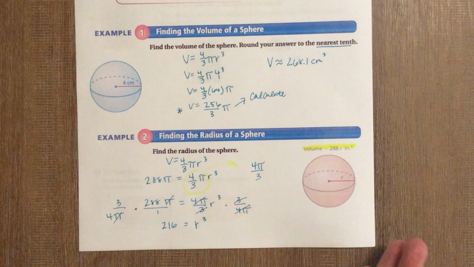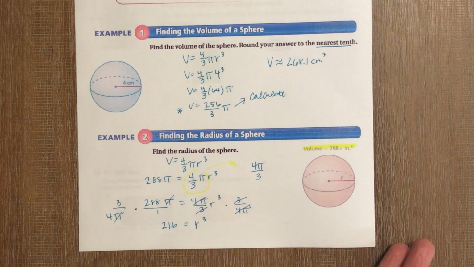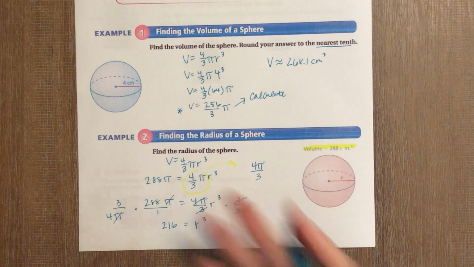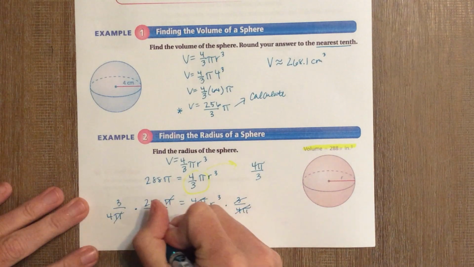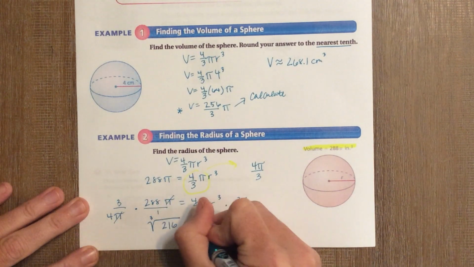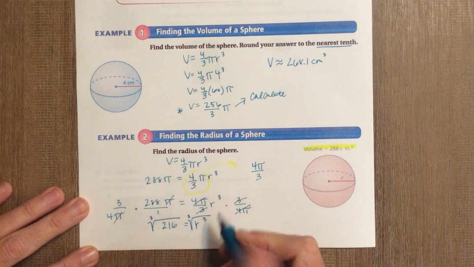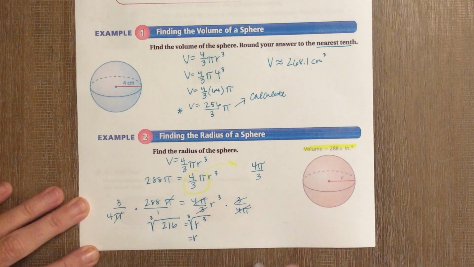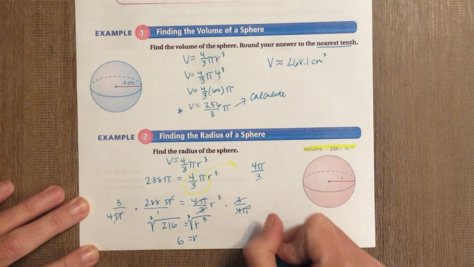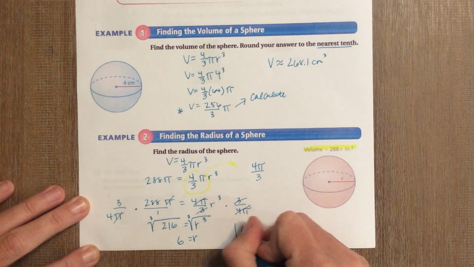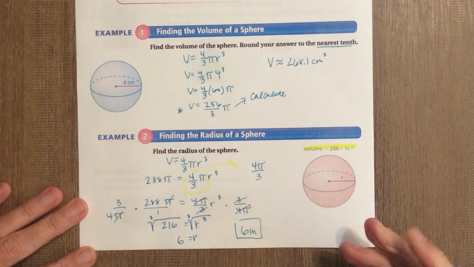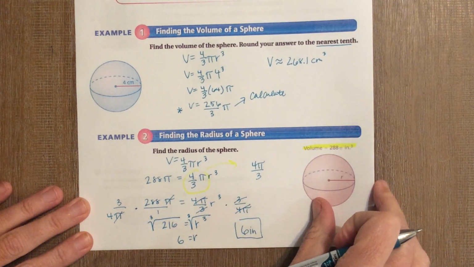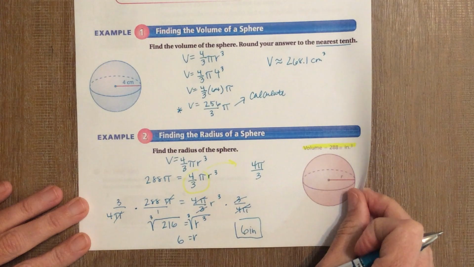Okay, this is when you could use the cube root button on your calculator. You could factor it out, move 3 out to find out what the cube root of 216 is. Because if we have r cubed, the only way to find out what 1 r is, is to take the cube root of it. The radius is 6, okay? And we're talking inches, so the radius is 6 inches, okay?